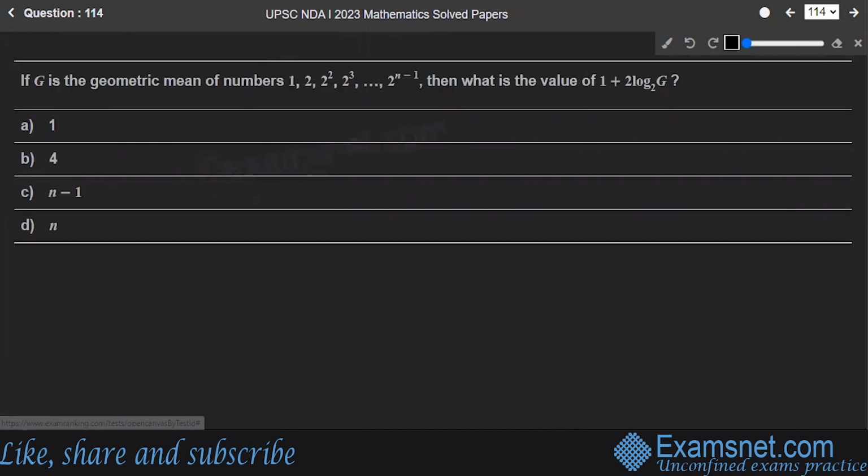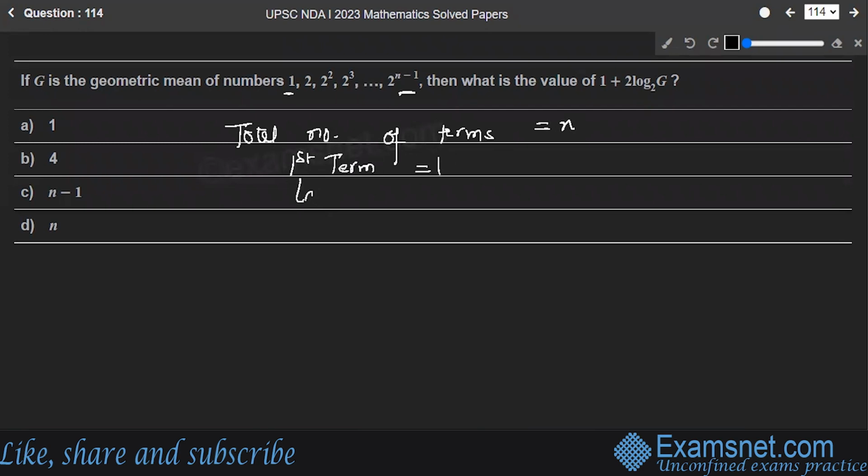Hope you got that. Next, question number 114. If G is the geometric mean of these numbers, then what is the value of 1 plus 2 log 2 G? So the geometric series is this. The last term is given to be 2 to the power n minus 1, and I'm taking this one also, so the total number of terms is n. The first term is equal to 1 and the last term is 2 raised to power n minus 1.